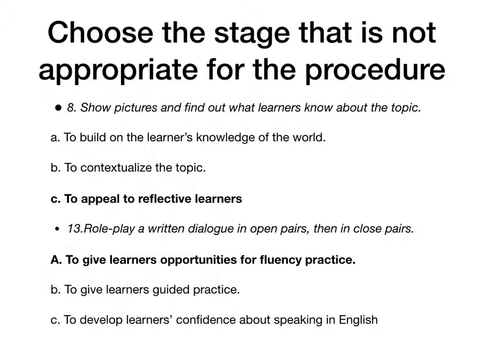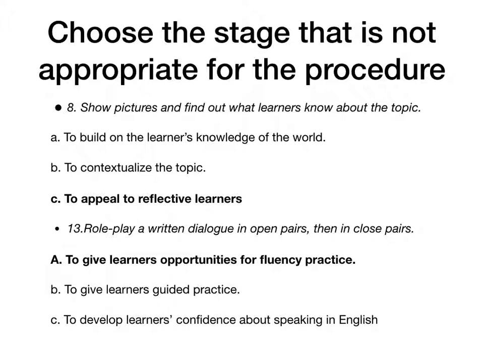Okay, so when we're showing pictures, we want them to build knowledge of the world. So you want them to trigger prior knowledge. You also want to contextualize the topic so the students have an idea of what they're going to be talking about. And remember, reflective learners are the ones who are thinking about their own learning. So in this activity about showing pictures, they're not thinking about their own learning. So that's the reason why the answer is C.